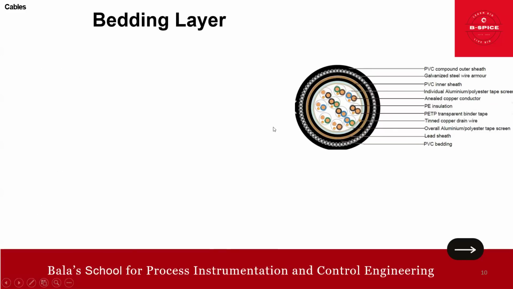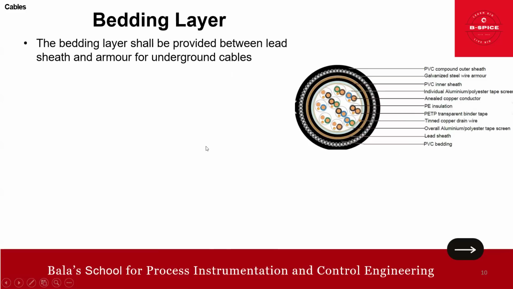And now we talk about the bedding. Here the bedding, right? The bedding layer shall be provided between lead sheath and armor for underground cables. You see here, this is your PVC bedding. So this is your lead sheath, and the armor, and the bedding is in between. That is the point.